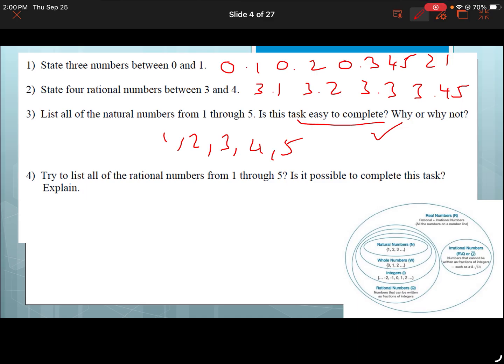If I say try to list all the rational numbers from 1 to 5, though, is that possible? Well, no. Because, of course, I can have 1, 2, 3, 4, 5. But then I can also have 1.1, 1.2, 1.3. And you're like, well, also I could have 1.01, 1.02. And then I could have 1.001. And the idea is there's basically a ridiculous amount of numbers there, isn't it? And in fact, we say there's infinite numbers between there. And we're going to talk about that in a second. So is it possible? No. Why? Because there's infinite numbers.